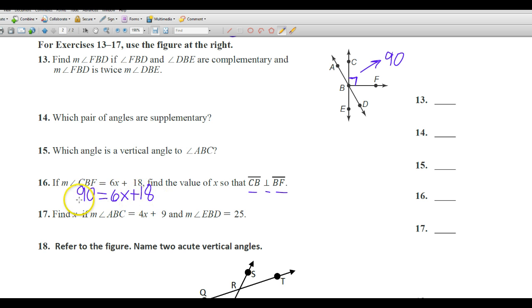So we subtract 18, we get 72. If 6x is equal to 72, we divide by 6, and x is equal to 12. Take it back to the original problem, and it says find the value of x. So we don't need to substitute it back in, we can stop right there. X is equal to 12.